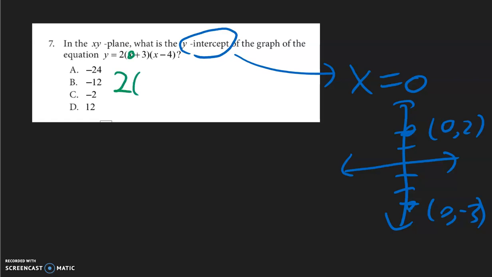0 plus 3 is 3. 0 minus 4 is negative 4. And then we simply multiply. 2 times 3 is 6. 6 times negative 4 is going to be negative 24. And the answer is letter A.